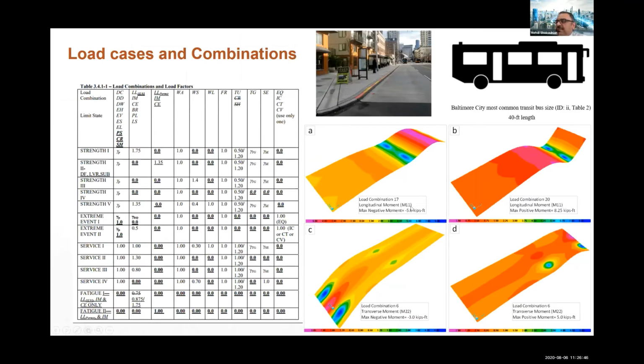So the longitudinal moment M11 shows negative 5 kip-feet. That is per unit length, so that means negative 5 kip-feet per feet. For the maximum positive moment, 8.25 resulted for the longitudinal moment. For the transverse moment, we got a maximum negative of -3 and a maximum positive of 5 kip-feet per feet.